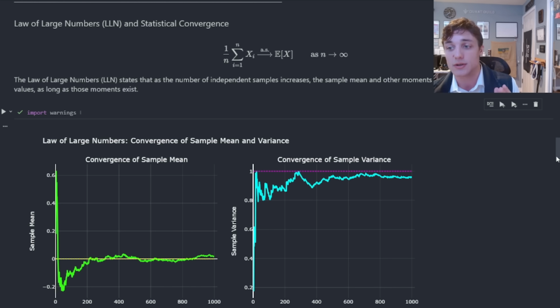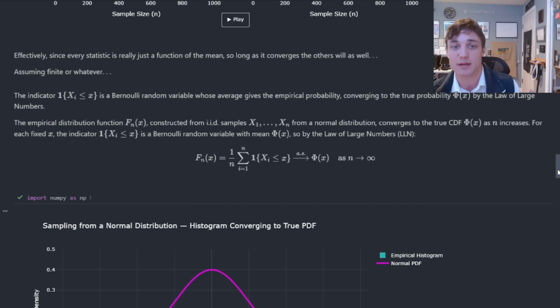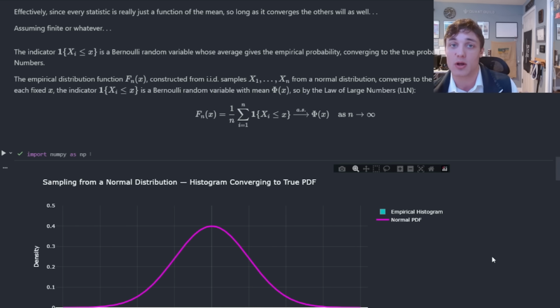This ensures statistical convergence. This is the strong law of large numbers. This is almost sure convergence. We also have probabilistic convergence, but we're not going to focus too much on the technical details. We can just say, thanks to the law of large numbers, if we repeatedly sample from the same distribution and we record sample statistics, that is the mean and the variance, those will converge to the population value.